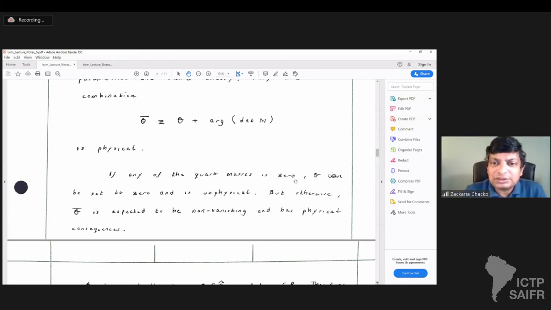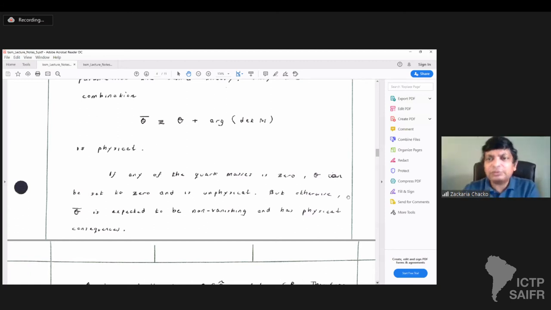Now, if any of the quark masses is zero, theta bar can be set to zero and is unphysical. If any of the quark masses is zero, you first go to a basis in which the quark mass matrix is diagonal and one of the eigenvalues is zero. Then you rotate all the massive quarks' phases away, so that there's no phase in the quark mass matrix anymore, and all the phases are in theta bar. And then you rotate the massless quark to remove theta bar. Because it has no mass, nothing happens. It sounds complicated in words, but if I assigned it as a homework problem, all of you would figure it out in a few minutes.